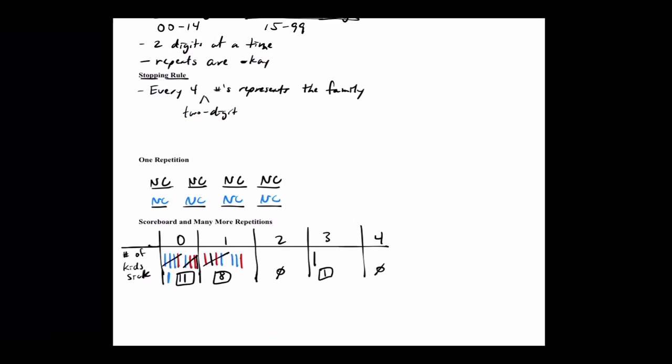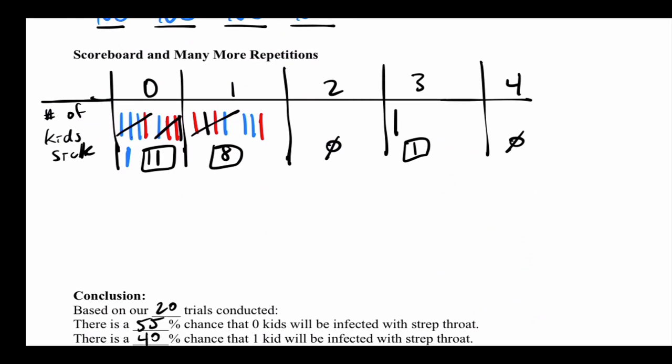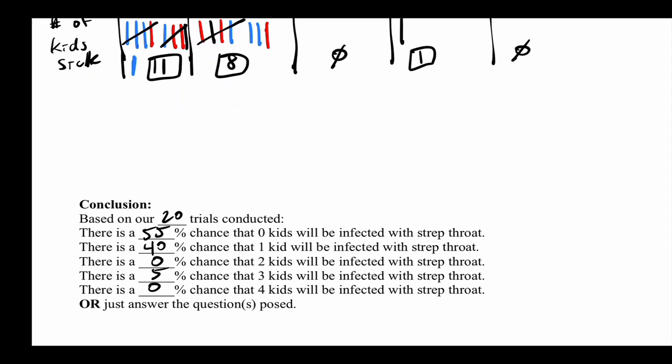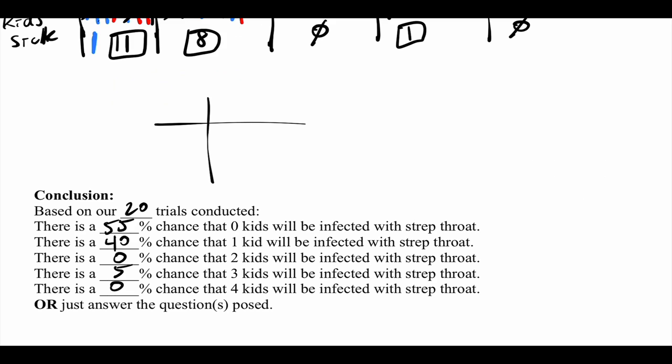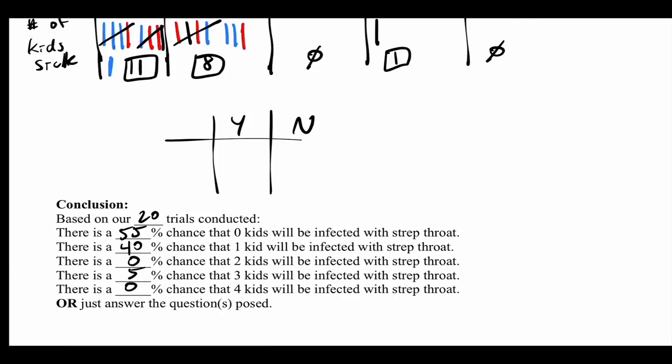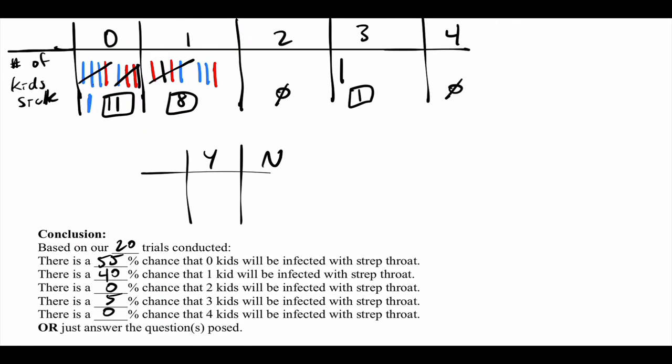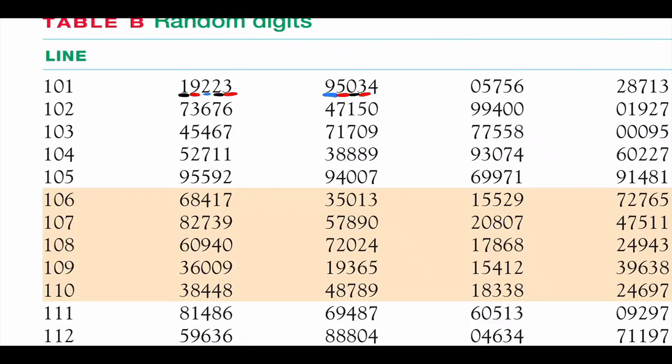For example, number of sick kids. I had 11 of them who got 0 sick. 8 of the times I got 1 kid sick. 0, 2, 3 is 1, 0, 4. That helped me answer my questions down here. If I had done a table like this and just said yes, no, did a kid get sick? It wouldn't help me answer the question, right? So with your scoreboard, make sure it helps you answer the question.